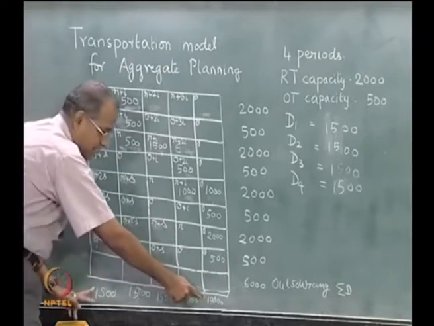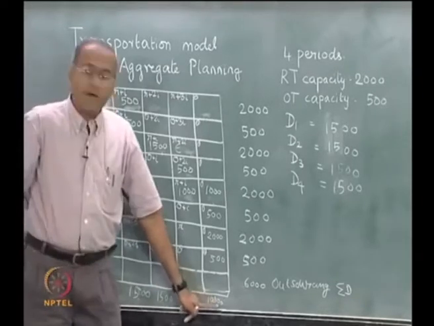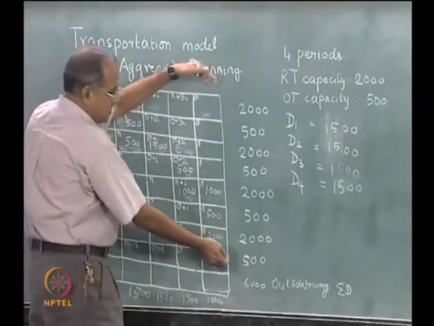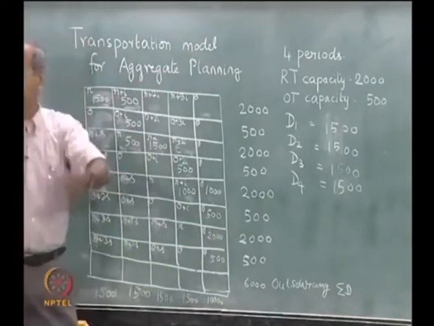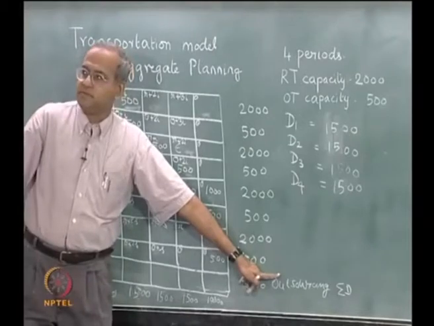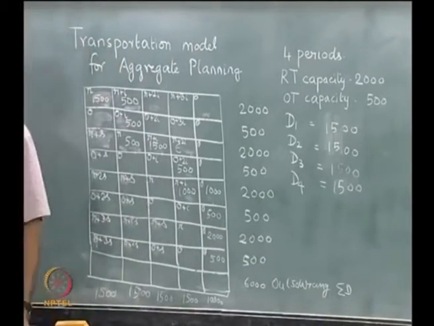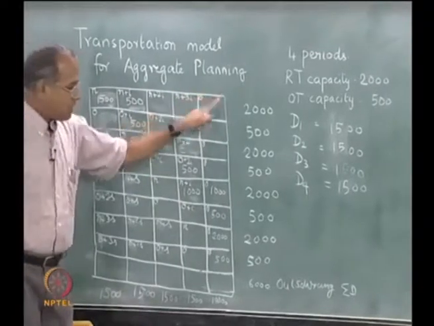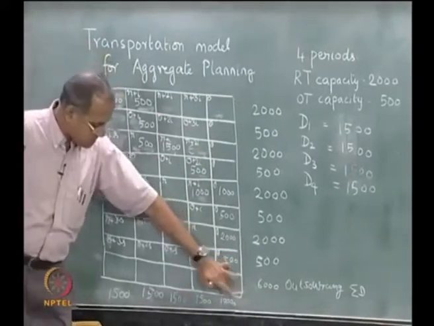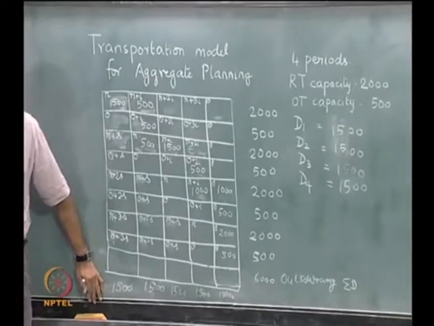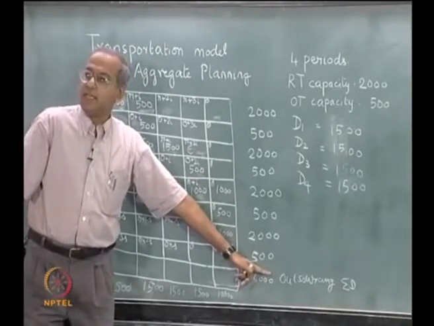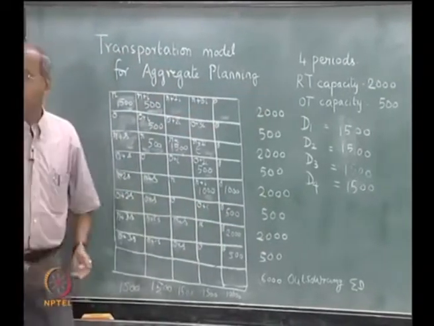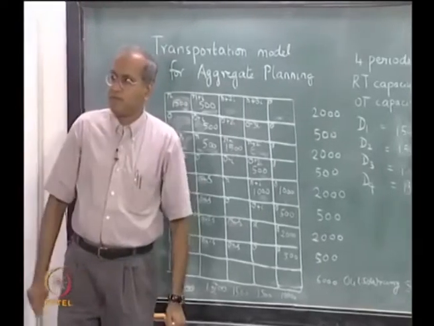This part is sigma d, the sum of the demands. This part is sigma s, the sum of the regular time and overtime capacities. The nice thing about this modeling is that whether supply is greater than demand or demand is greater than supply, this total is always sigma s plus sigma d. And the moment we allow outsourcing, even in the event where the capacity is less than the total demand, the balance can be got out of outsourcing.